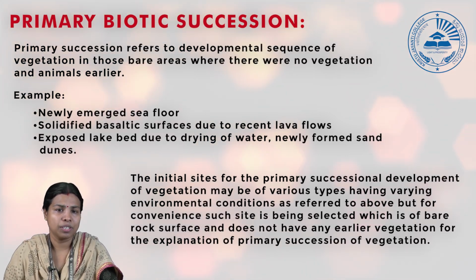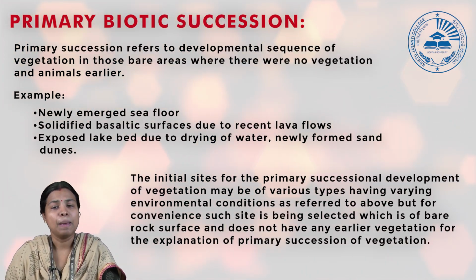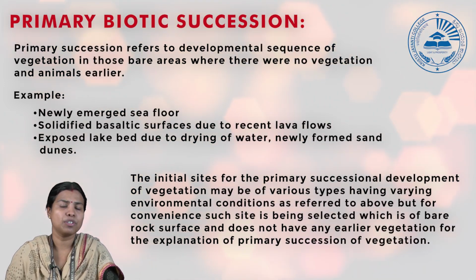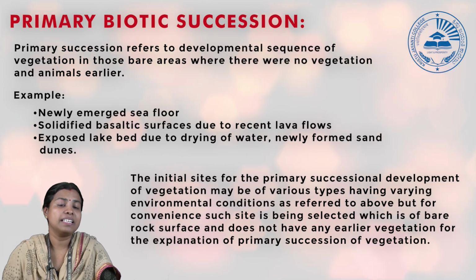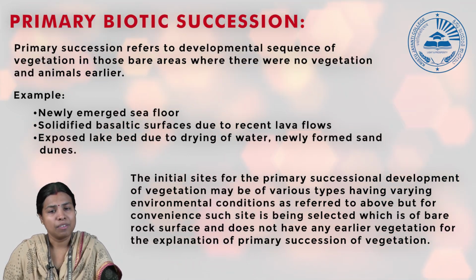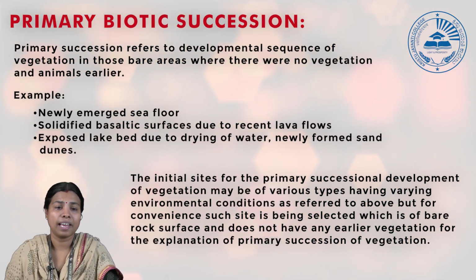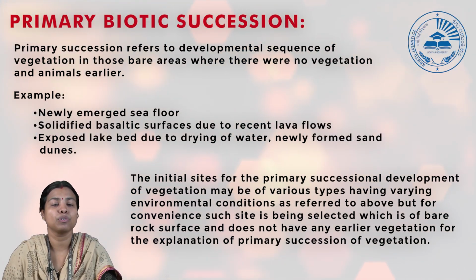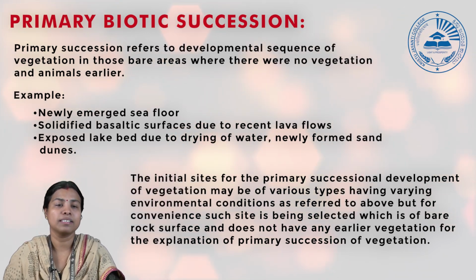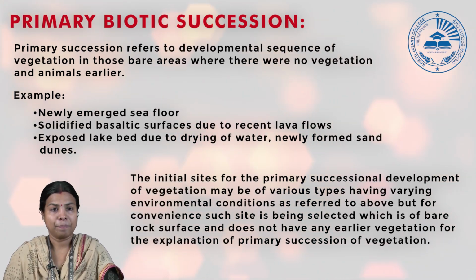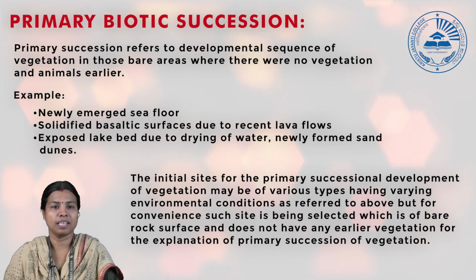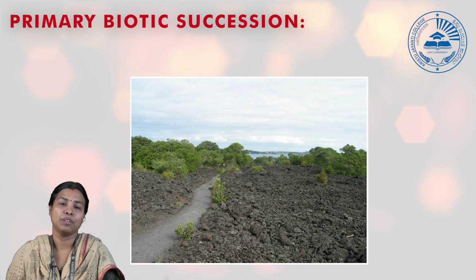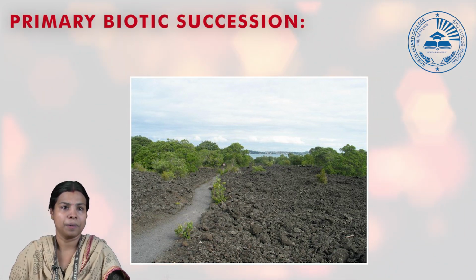The initial sites for the primary successional development of vegetation may be of various types having varying environmental conditions, but for convenience, such a site is taken to be a bare rock surface that does not have any earlier vegetation. So it was accidentally chosen by the vegetation in a bare area. We call it primary biotic succession. This is how it takes place in a bare area where no vegetation and animals were reported.